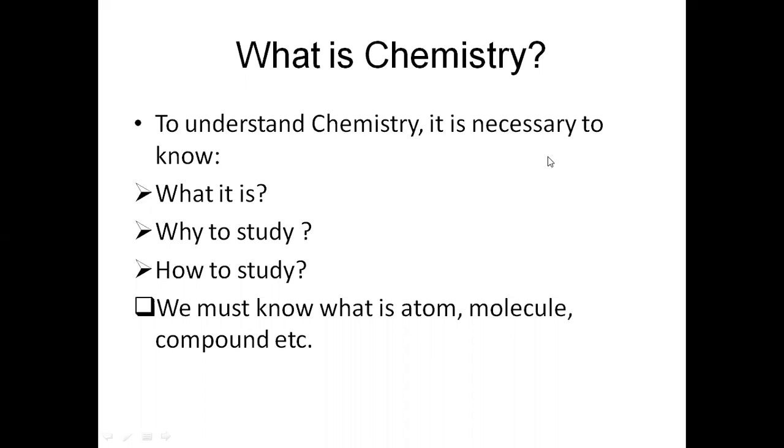Then their properties, which means how they behave physically and chemically, what type of property they will show, what the solubility is, what the reactivity is. What the bond length, the dielectric constant, and the dipole moment are. So these all come under properties.